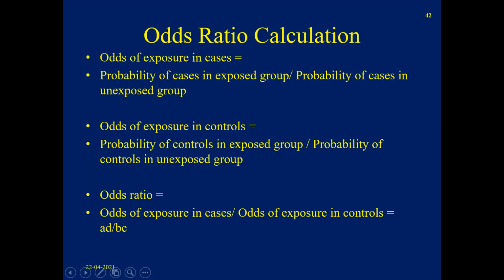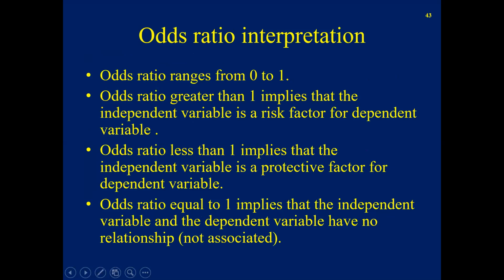The odds ratio usually ranges from 0 upward. If the odds ratio is greater than 1, it implies the independent variable is a risk factor. If it is less than 1, the independent variable is a protective factor, and if it is equal to 1, that means the independent variable and the dependent variable have no relationship, or they are not associated.